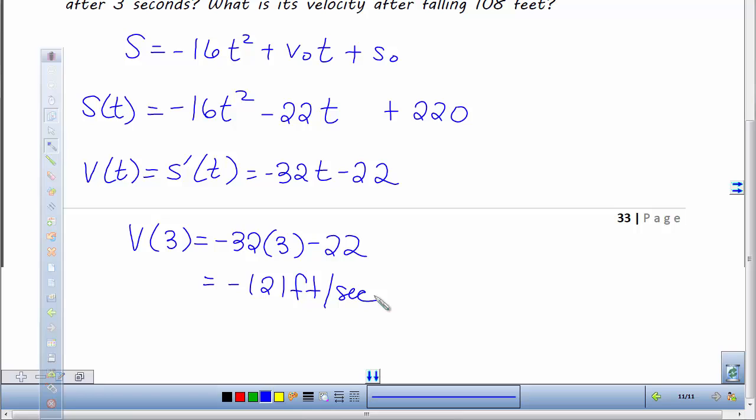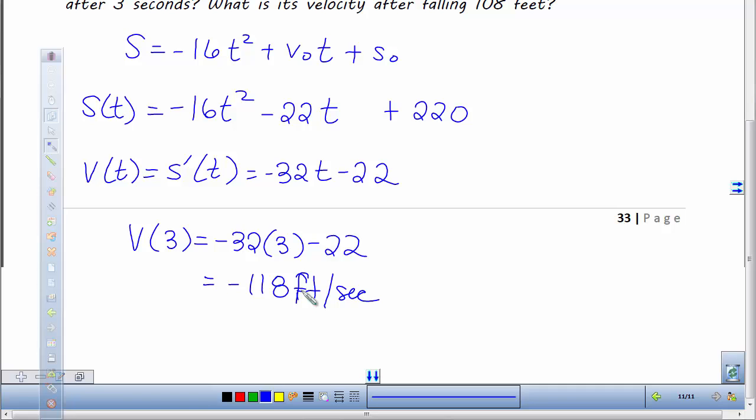I got 118. Really? What'd you get? 118. Oh, I put in 33 instead of 32. So negative 118. Very good. Negative 118 feet per second. All right.